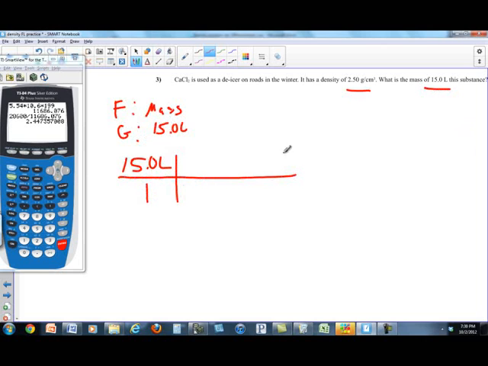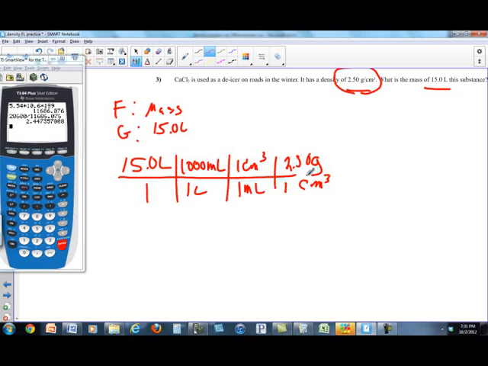And I have to get from liters to centimeters cubed. So what I know is 1 liter is 1,000 milliliters, and 1 milliliter is 1 centimeter cubed. Now I can use this, and I want centimeters cubed down here so that it will cancel. So what I know is 1 centimeter cubed is 2.50 grams. If I've done everything right, liters cancel liters, milliliters cancel milliliters, centimeters cubed cancel centimeters, and I'm left with what I'm trying to solve for.